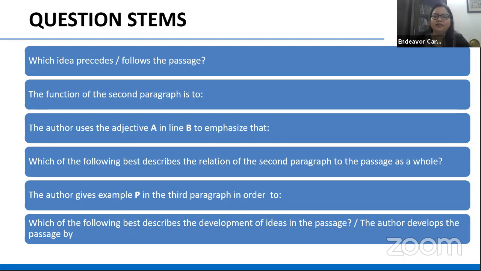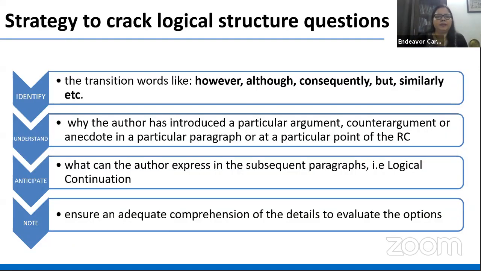But the development of ideas, the fourth set, which is how have the ideas been developed? It could even be, how have the ideas been developed in a particular paragraph? How does the author develop this idea or this example in this particular paragraph? It can even be that, right? So these are the typical questions that you can encounter in terms of the logical structure of the passage. Now, before we get into these specific questions, let's understand certain things about structure, all right? So generally, if I want to crack logical structure questions, I will keep in mind certain things.